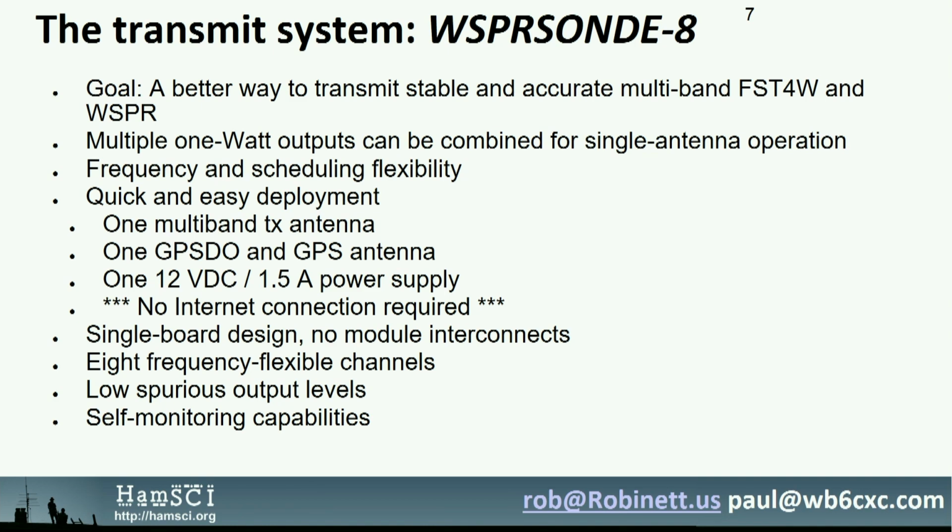So this will transmit either FST4W or WSPR. You configure it, tell it which frequencies you want, how often you want it to transmit. You give it a GPS disciplined oscillator input, 10 megahertz. You connect a GPS to it because it needs to know where it is so it can set up the grid square, and it needs to know what time it is so it knows when to transmit 2-minute frames.